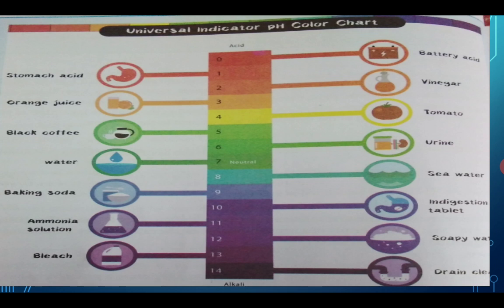before that we have certain substances with their pH values. See that inside our stomach, the acid, its pH value is 1. In a battery, acid is 0, and in orange juice, the pH value is 3.